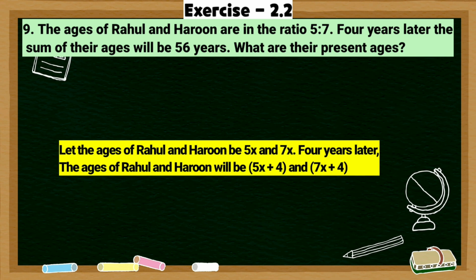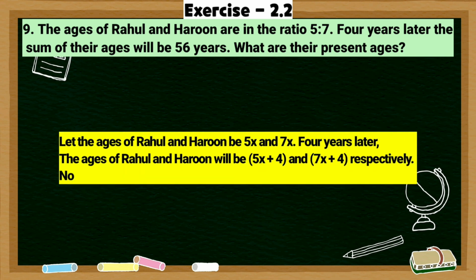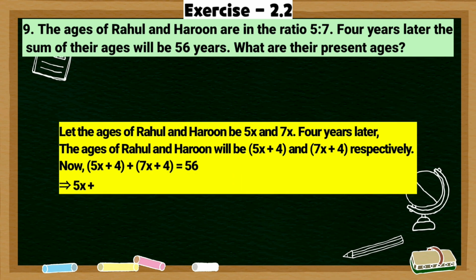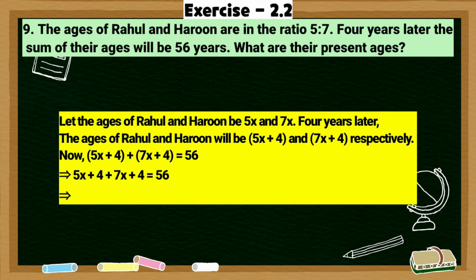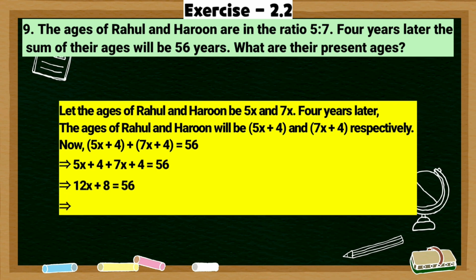Now, 5x plus 4 and 7x plus 4, दोनों का सम आपको गिवन है 56. So on adding, 12x plus 8 is equal to 56.